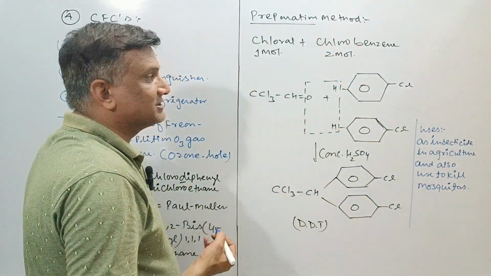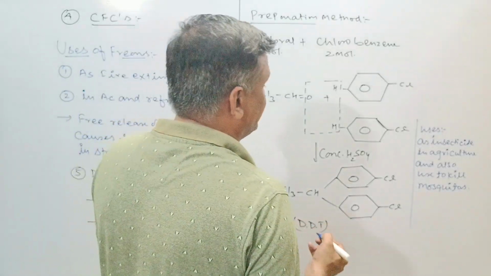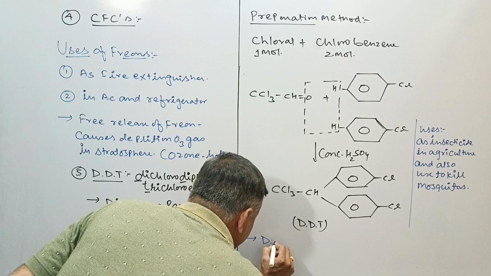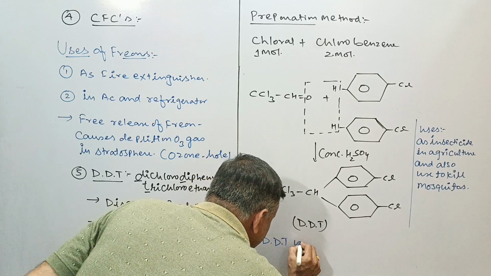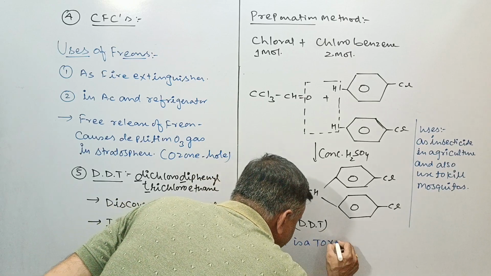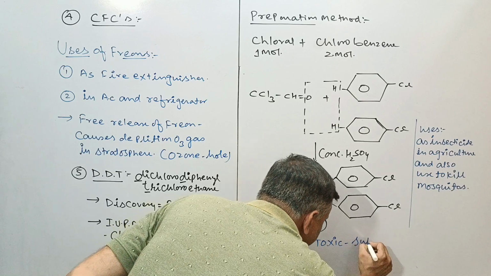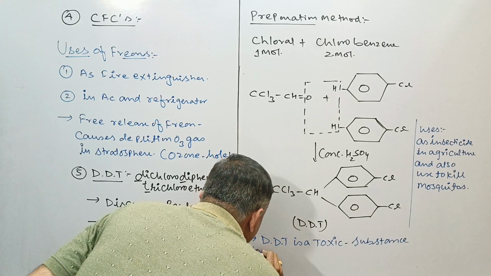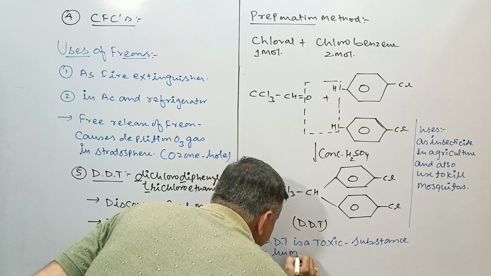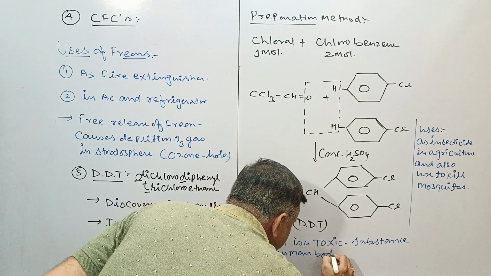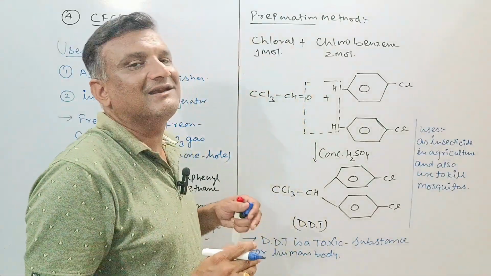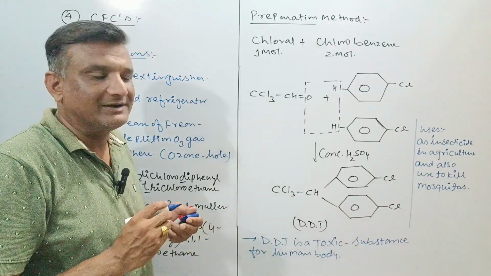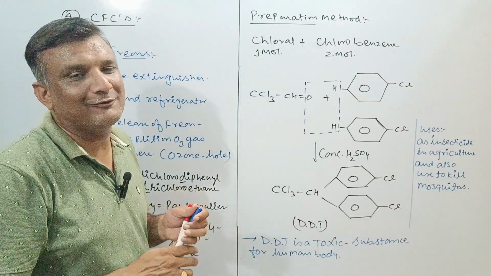So this was about DDT, but DDT is toxic for the human body. So we can say DDT is a toxic substance for the human body. It causes cancer also if it enters any kind of food chain. So this was about the DDT, dichloro-diphenyl trichloroethane.